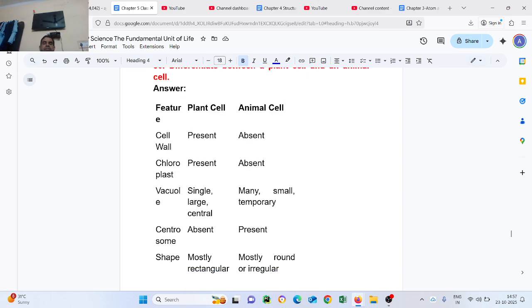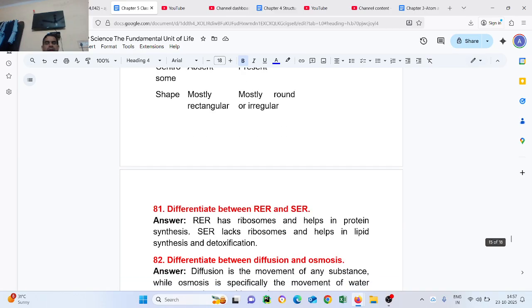Cell wall: present in plant cell, absent in animal cell. Chloroplast: present in plant cell, absent in animal cell. Vacuoles: a single large central vacuole is present in plant cell, while many small temporary vacuoles are present in animal cell. Centrosome: absent in plant cell, present in animal cell. Shape: mostly rectangular in plant cell, mostly round or irregular in animal cell.